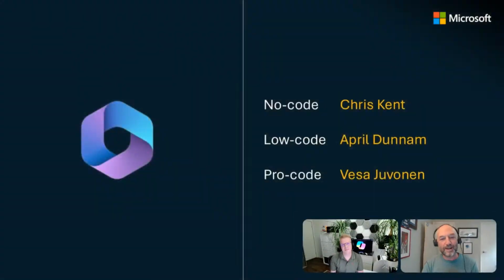So yeah, let's jump into our first section. We'll bring up Chris Kent to do the Chris Kent magic. But to reiterate, we're going to start with no code, Chris Kent. We're going to move into low code with April Dunnam, and then we'll move into some pro code with Vesa. So Chris, are you ready?